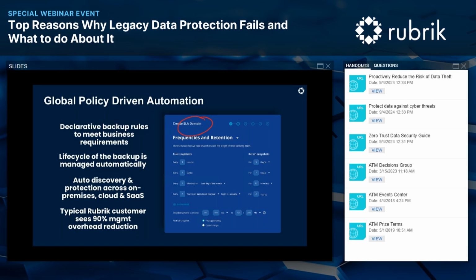So just think about that. If you could go from managing 500,000 backup jobs to just a handful of SLA domains, how much easier would your life be? Because the entire life cycle of the backup is managed automatically. It automatically can protect any new workload provisioned in a virtual machine on premises, in an EC2 instance, RDS, or a blob container in cloud, doesn't matter. It can protect it all. And what I can tell you is that a typical Rubrik customer sees a 90% management overhead reduction. It is huge. Because your life is easier if you can create one set of policies via the security cloud and apply them to all.